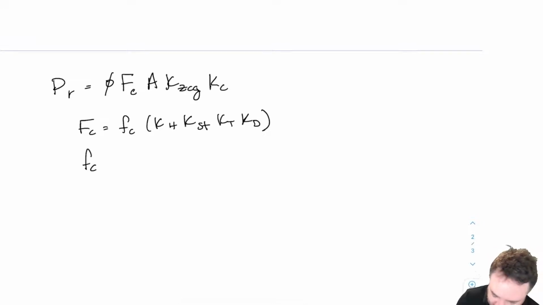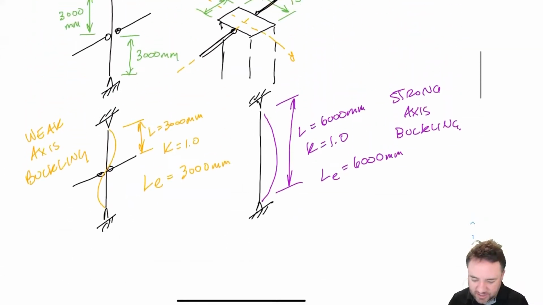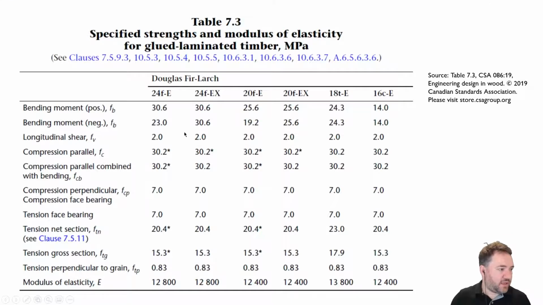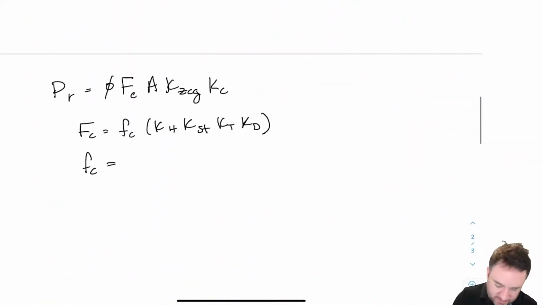FC we get from our table, depending on our species and grade. Our species and grade here is Douglas fir larch, 16C-E. So if I go to my table 7.3, which gives me all the strengths, and I'm talking about Douglas fir larch, FC, which is compression parallel resistance, and 16C-E grade, my compression parallel strength is 30.2. That's my unmodified strength.